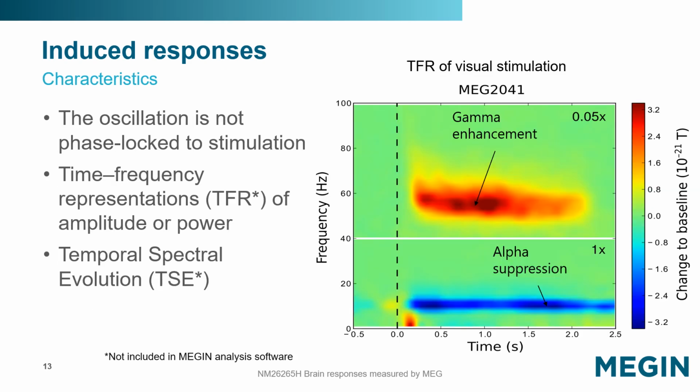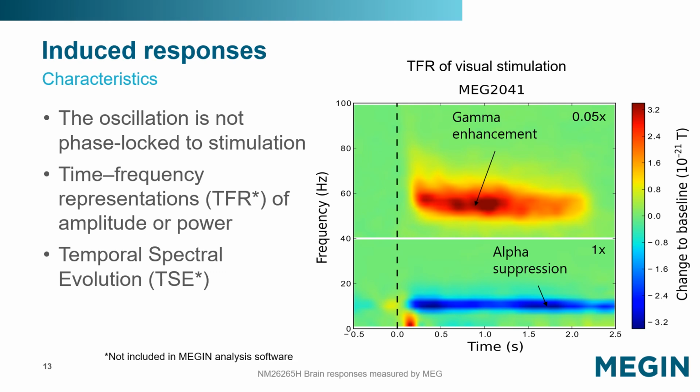Induced responses are used to characterize changes in ongoing brain activity in response to a stimulus. Since induced responses are not phase-locked to the stimulation like in evoked responses, the phase information must be removed before averaging. Wavelet-based approaches are generally used in time-frequency representations of amplitude or power. An example of time-frequency representations of a magnetometer channel signal from visual stimulation is shown here. It represents the calculated instantaneous signal power by Morlet wavelets. The result shows both alpha suppression and gamma enhancement.